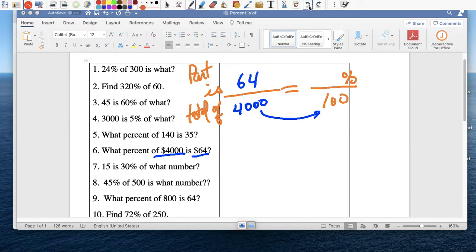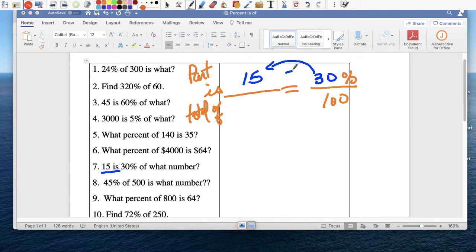Number 7, 15 is, can you say is aquí? 30%, de cuál número? 15 is 30% of what number? Well, let's go this way, right? How does a 30 become 15? Divide by 2. So aquí también, divide by 2. 100 divided by 2 is 50.